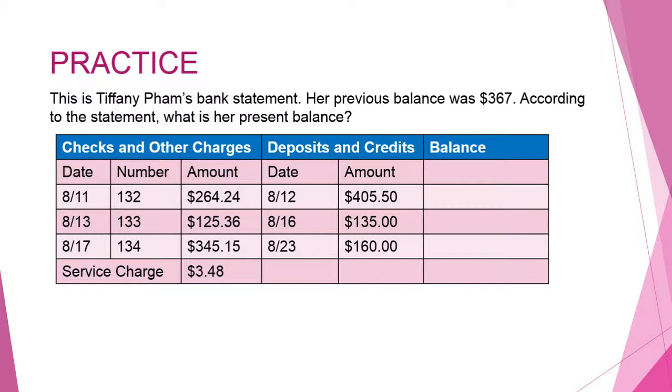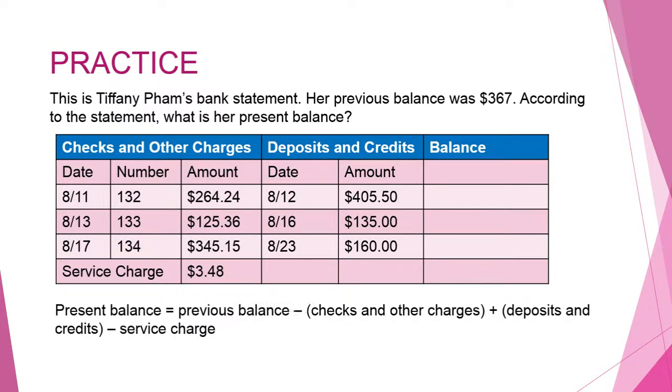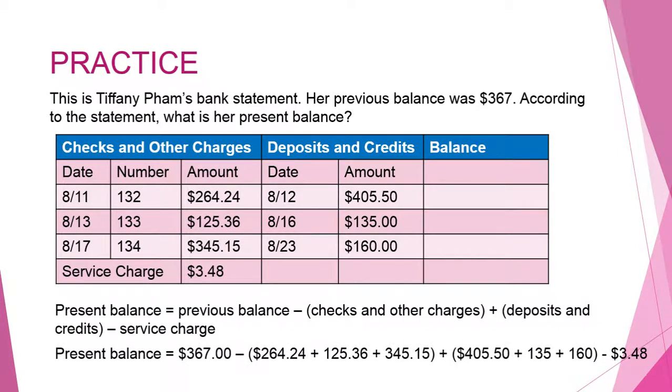Alright, so let's go ahead and go over this question. Again, same formula. We're going to plug in everything we know, which is 367 minus parenthesis, and then add up all the checks and charges together, and then plus the other set of deposits and credits together, and then minus the service charge. The first set of parentheses gives you $734.75. The second set gives you $700. So then from left to right, we should get the final answer of $329.27 as the final answer.